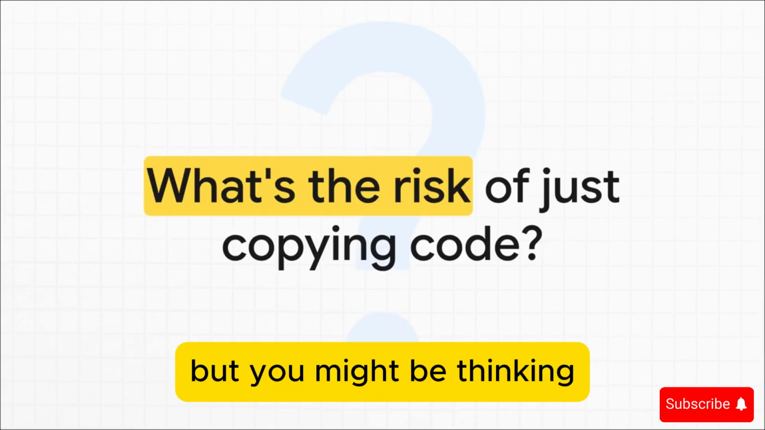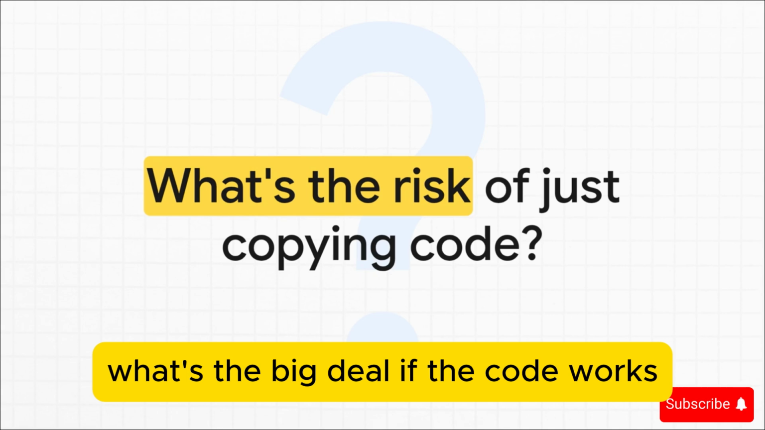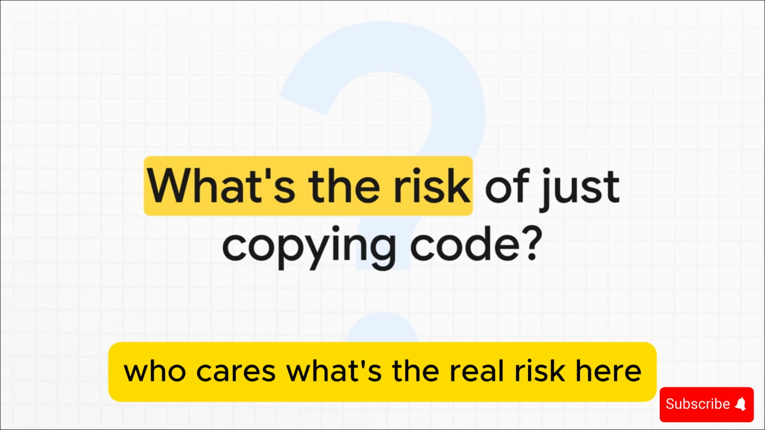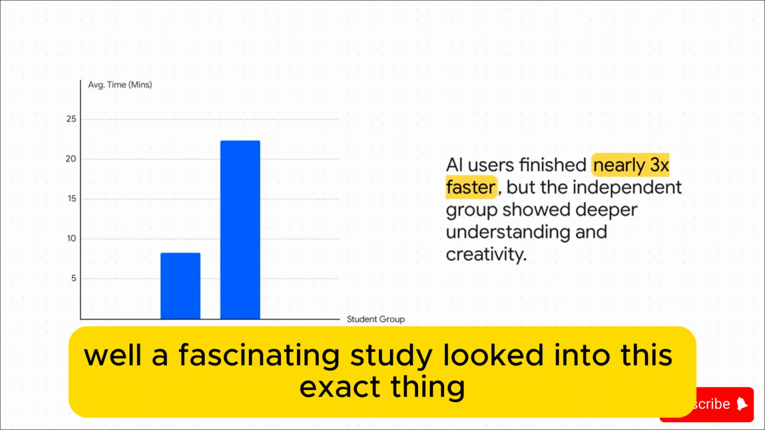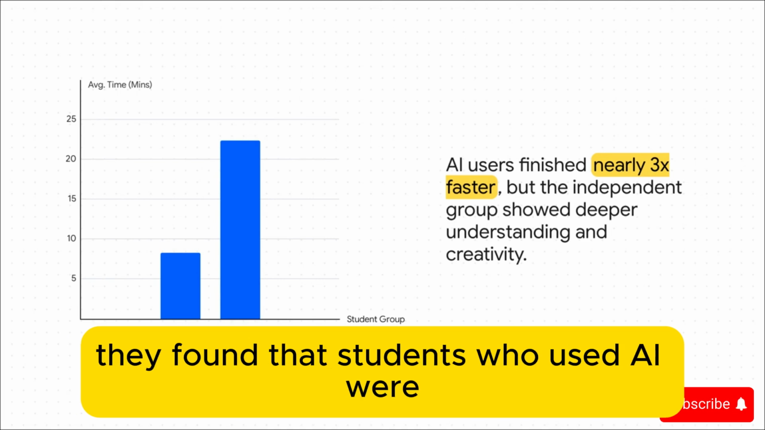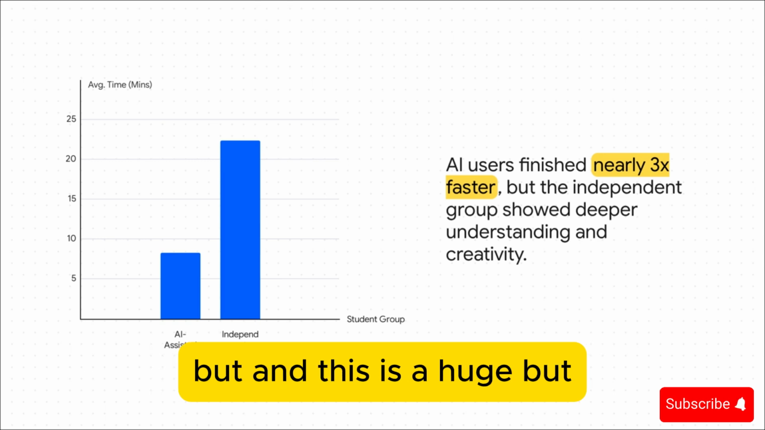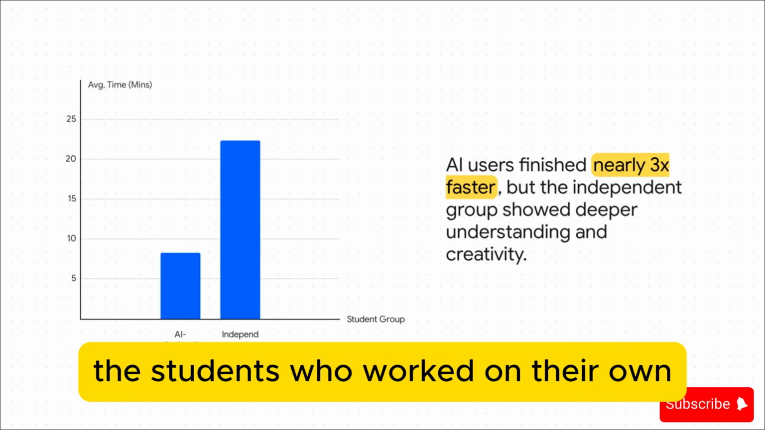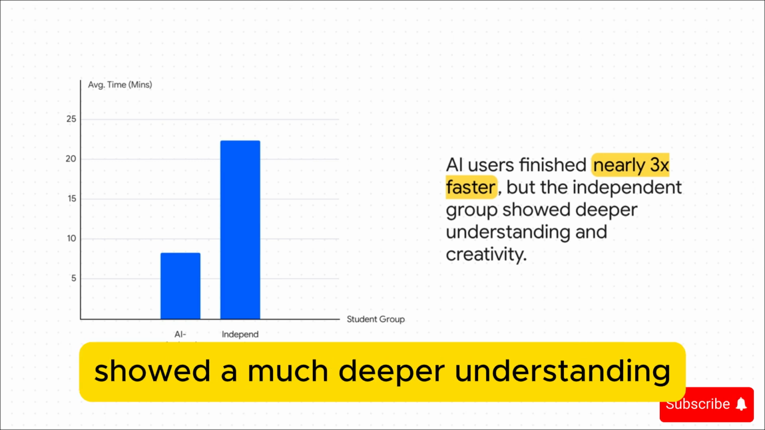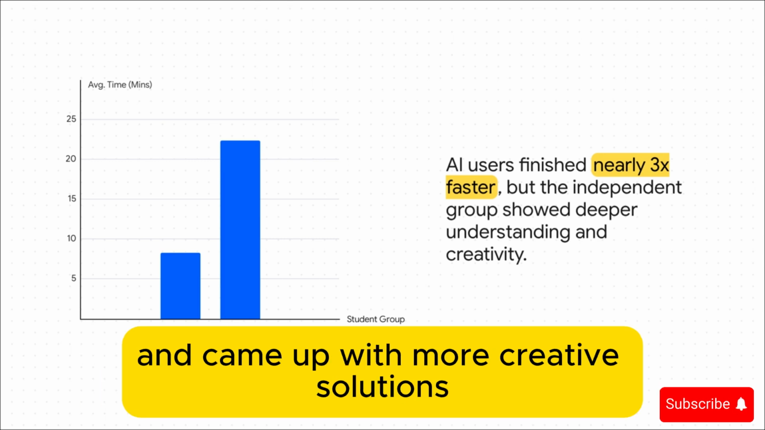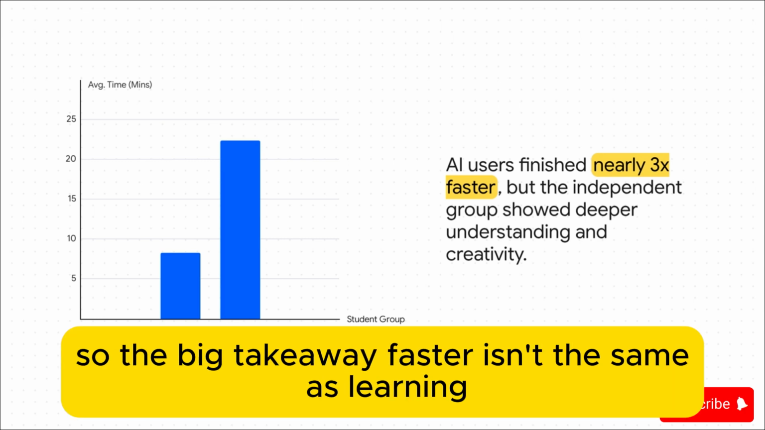But you might be thinking, what's the big deal? If the code works, who cares? What's the real risk here? Well, a fascinating study looked into this exact thing. They found that students who used AI were, get this, almost 3 times faster. But, and this is a huge but, the students who worked on their own showed a much deeper understanding and came up with more creative solutions. So the big takeaway? Faster isn't the same as learning.